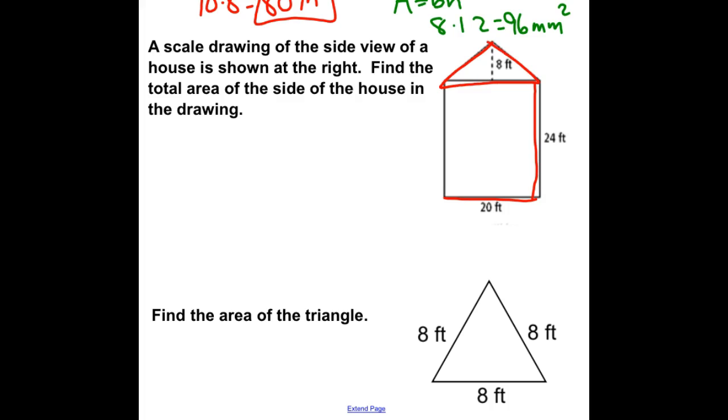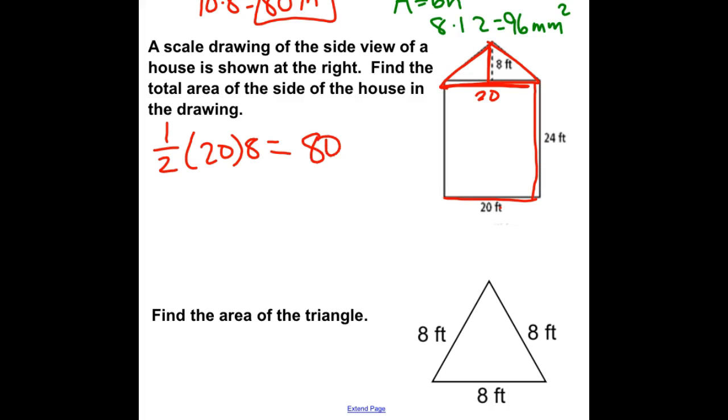The key is that you know the height of that triangle right now is 8, but you need to know the base. Since we do have a rectangle below, we can bring that 20 up, and we get 20 for the base of that triangle. So let's do the triangle first. It's 1/2, the base is 20, the height is 8. I go 1/2 times 20 times 8, and we get 80.